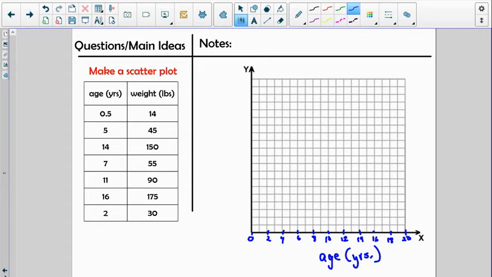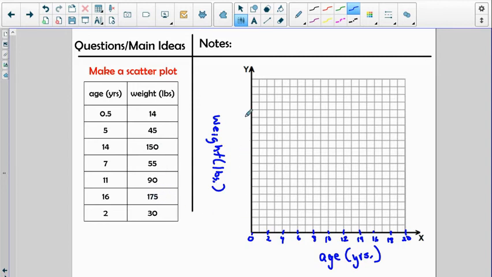Now, my y-axis is going to be my dependent variable, and in this case, that is weight. So I'm going to try to write this sideways here. And the weight is being measured in pounds. So I also want to show that on my y-axis. So weight in pounds. And if I look at my weights, it ranges anywhere from a low, a minimum value of 30, all the way up to a maximum of, 175 is actually the highest.